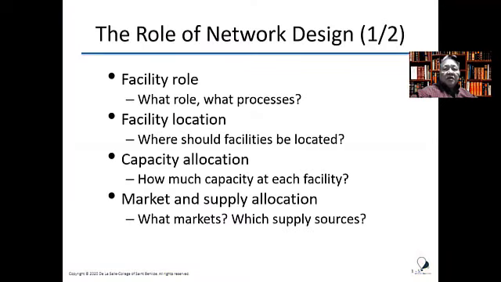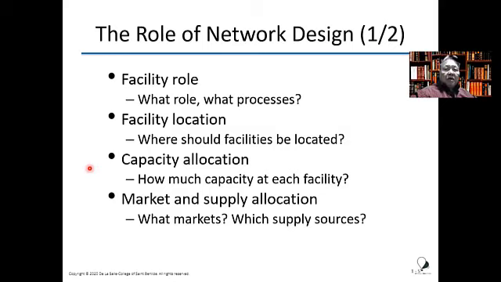Supply chain network design decisions are classified into four. First, facility role. What role should each facility play? What processes are performed at its facility? Maybe a warehouse or a factory. Facility location. Where should facilities be located? In China, in Mindanao, or some other parts of the world?